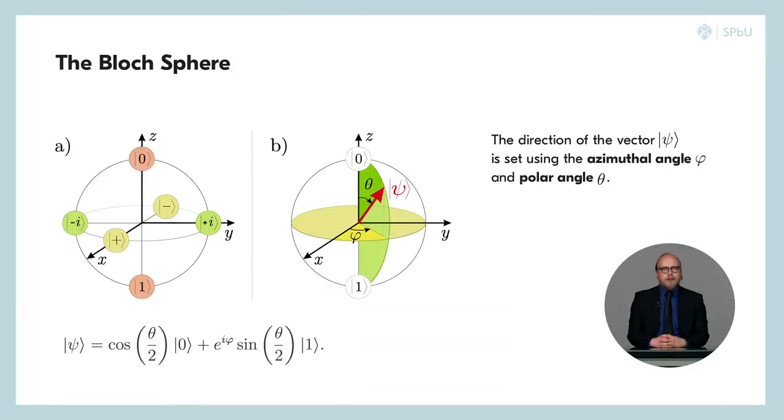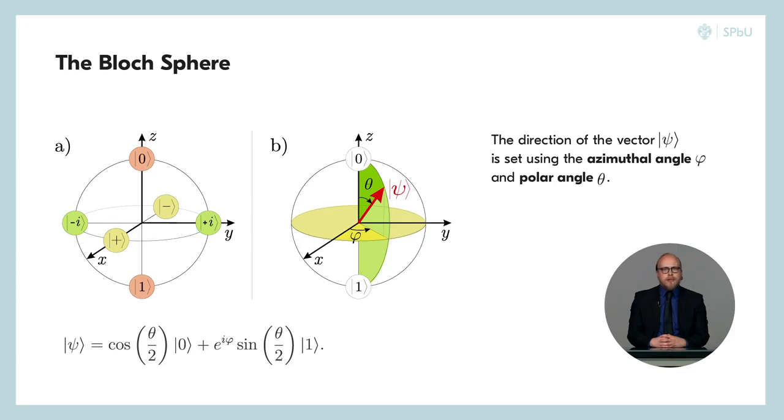Thus, to set the state of a qubit, you only need two real numbers, theta and phi. This allows us to represent the state of the psi qubit as a vector, the end of which runs along a sphere of unit radius. This sphere is usually called the Bloch sphere, and in the case when the qubit is realized on the basis of polarized photons, it is also called the Poincare sphere.